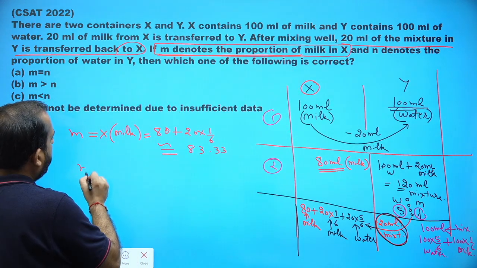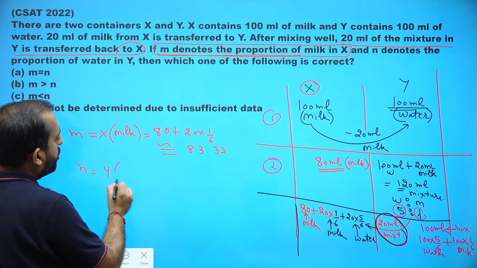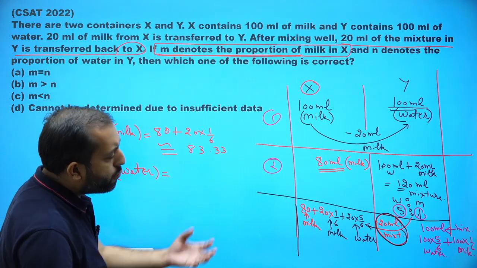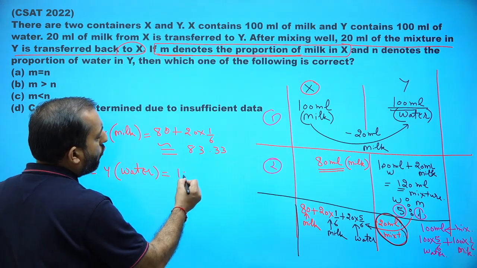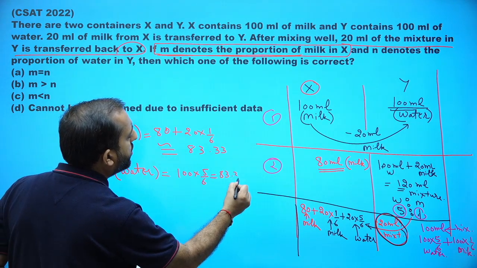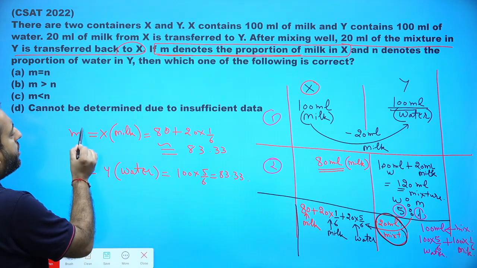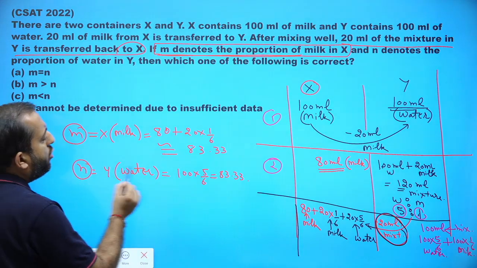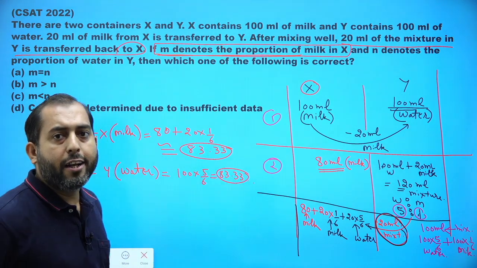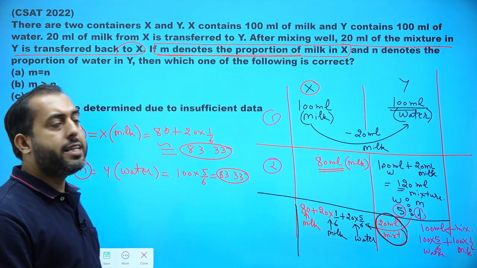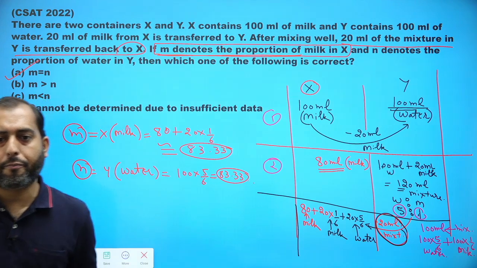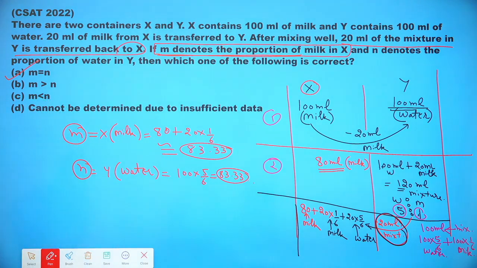Now N denotes the proportion of water in Y. In container Y, water is 100 into 5/6, which comes out to be 83.33. So the value of M and the value of N are both equal. Hence, the answer is option A. Kindly make a note of it.